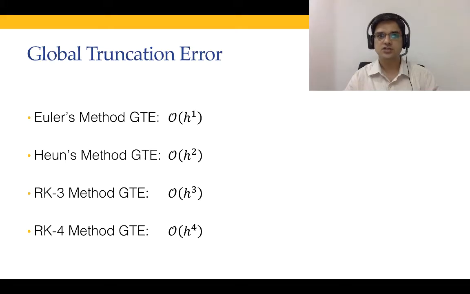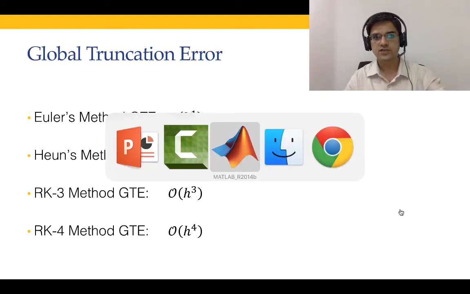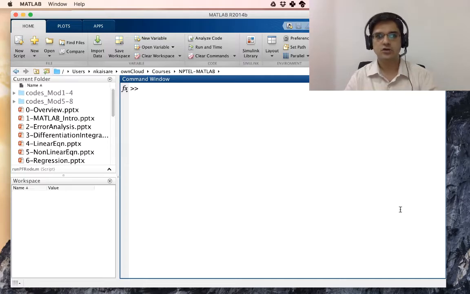Today's lecture, this is what we are going to demonstrate and compare. We are going to see how the error of Euler's method compares with that of RK2 method and RK4 method. Specifically, we are talking about the global truncation error. Let's now go to MATLAB in order to do this.